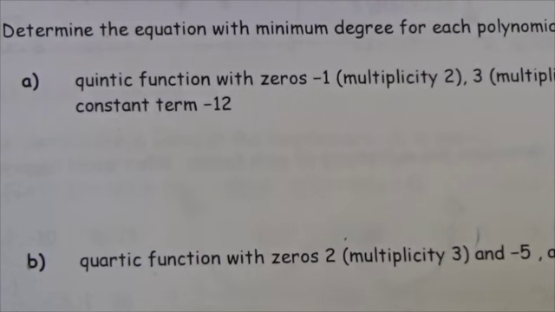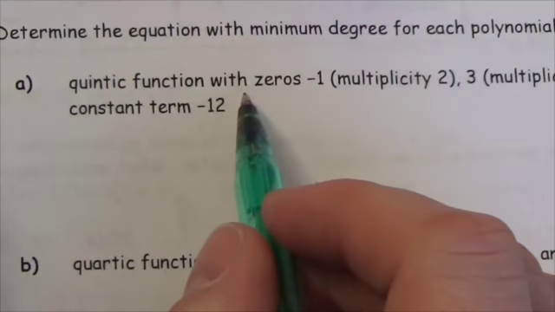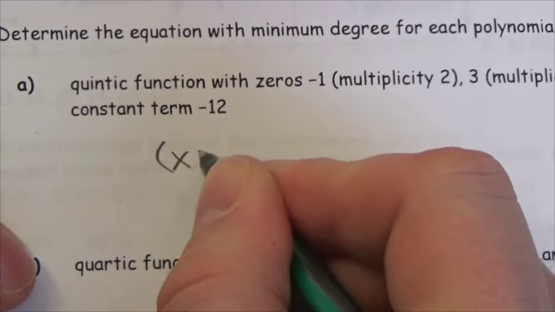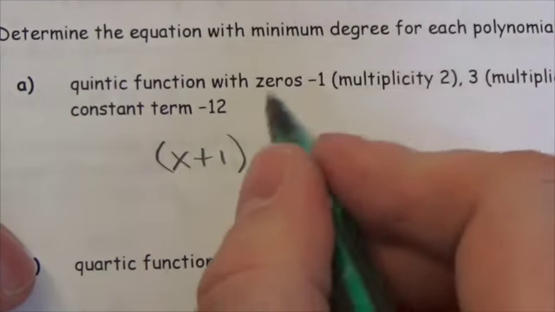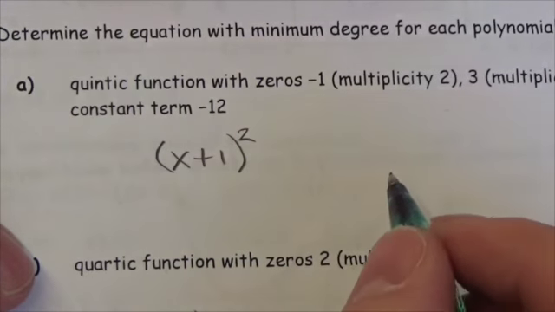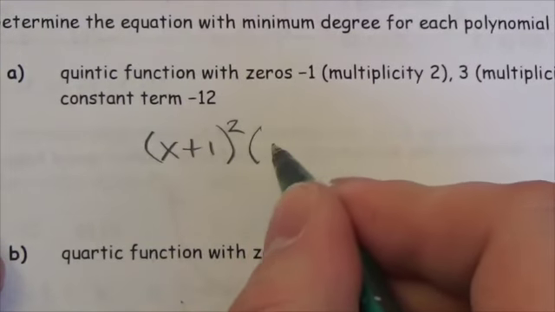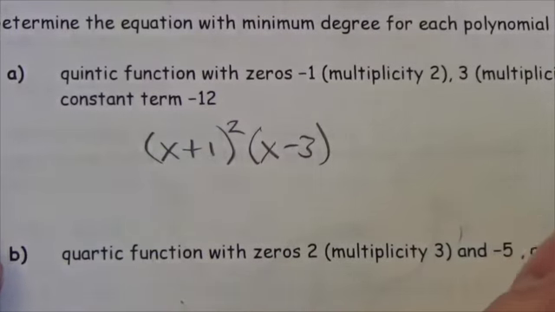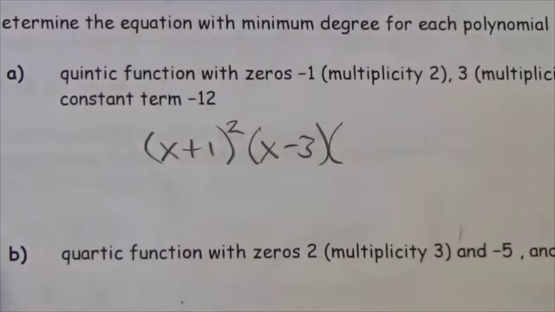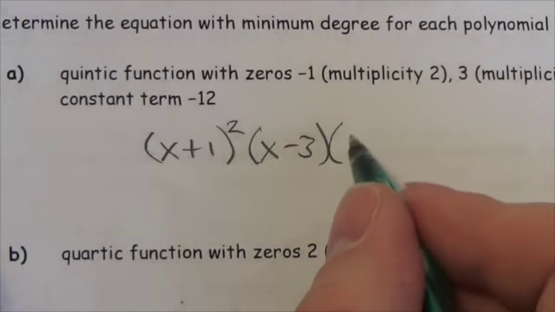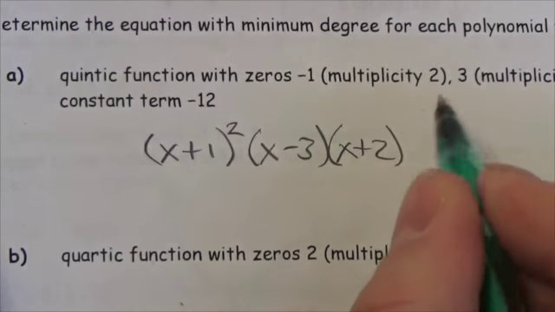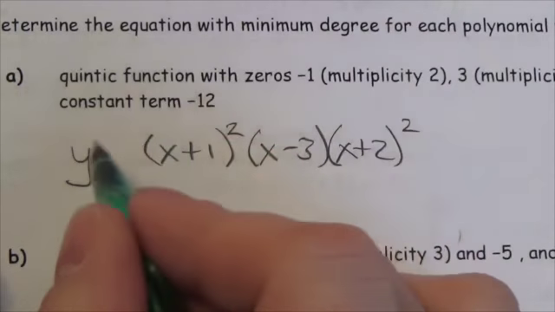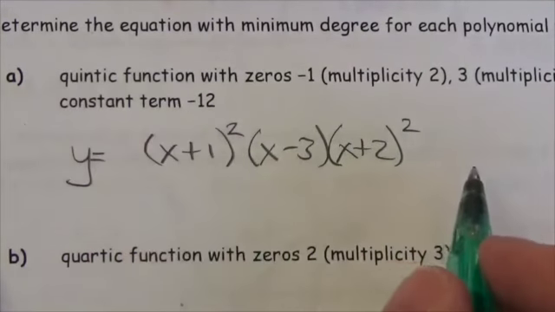Okay, so let's just jump right in here and start listing things off here. We've got a quintic function with zeros, okay, -1. Now that means if we've got a zero of -1, our factor is going to be x plus 1, and it's got to have a multiplicity of 2. So we know that's going to be squared here. The next one says we've got a zero of 3, which means the factor is going to be x minus 3. It's got a multiplicity of 1, so to the 1. And then we've got -2 is a zero, so we're going to have x plus 2, and this also has a multiplicity of 2. So here's going to be our function here, and now we're told that it's going to have a constant term of -12.